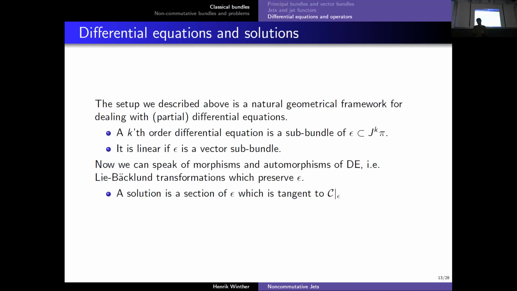So finally, now we come to the applications of jet modules. First of all, they allow you to formulate differential equations in a geometric way, and also to categorize differential equations. So you can talk about morphisms, categories. A kth order partial differential equation is just a possibly nonlinear subbundle of the kth jet bundle, even if the kth jet bundle is a vector bundle. But if this differential equation is itself a vector bundle, then it's a linear differential equation.